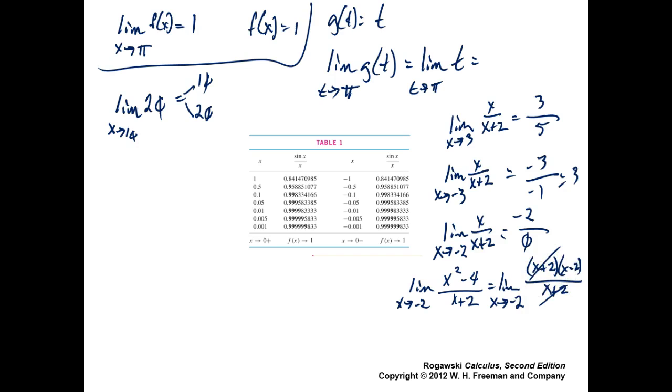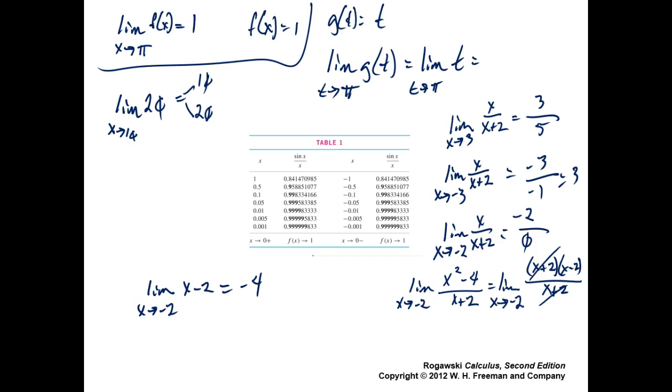Divide out the x plus 2's, and then you would have the limit as x approaches negative 2 of x minus 2, and that would be negative 4. That does have a limit, okay, as x is approaching negative 2, but this doesn't mean it's ever equal to it. x equal negative 2 is still not defined. You have a hole in the graph there. But the rest of it will be there.